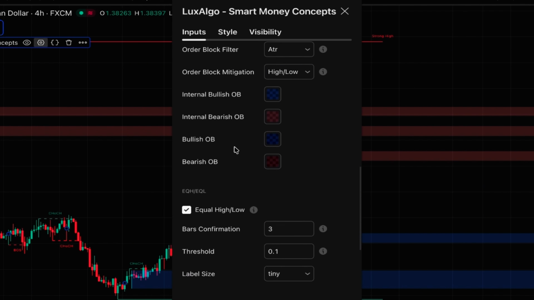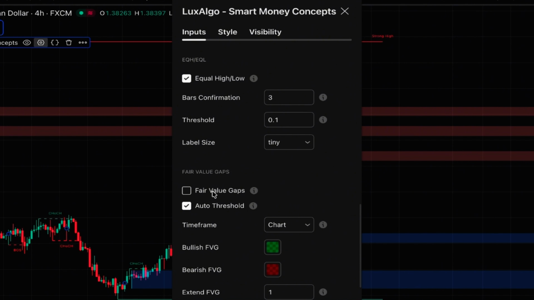The indicator also has fair value gaps, which by default is off, and in case you need fair value gaps in your trading strategy, you can turn it on here. So the fair value gaps will also be identified on the price chart.